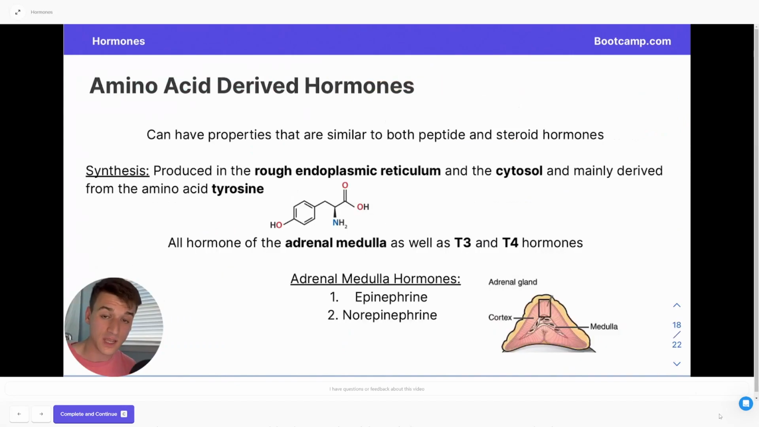The last type of hormone that we're going to discuss are amino acid-derived hormones, and they're actually pretty cool because they tend to have properties that are similar to both peptides and steroid hormones. Now, they're a little bit smaller than peptide hormones. Peptide hormones, remember, are made of proteins. Amino acids are the constituents of proteins. So we're not talking about full-blown polypeptides here.